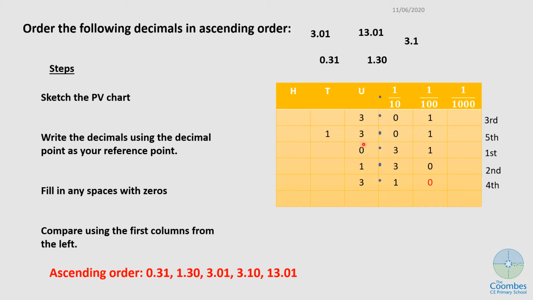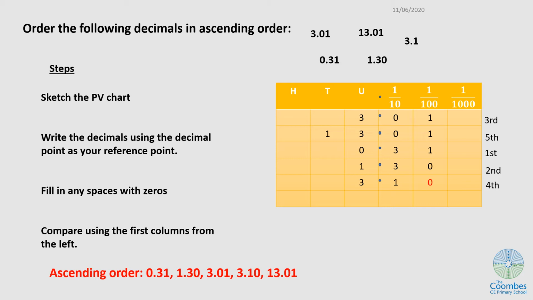And 13.01 is written here. 0.31 is written there. 1.30. And here, the last one, 3.1, which is this one. Now you can see I have just put a 0 here, which is a placeholder, because all of them are 2 place decimals. Right, now we can compare.